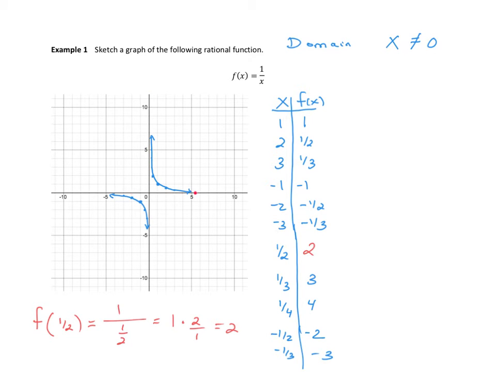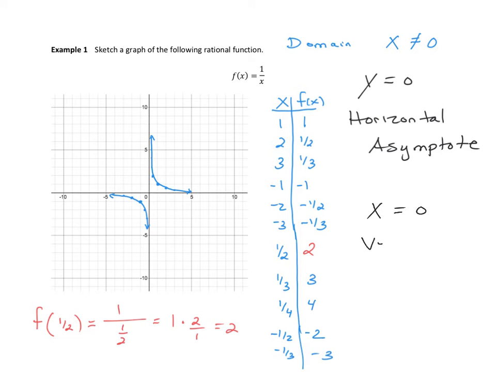So this line here, which is y is equal to 0, that is a horizontal asymptote. Again, an asymptote is any line that your graph gets closer and closer to. But also, x is equal to 0 is a vertical asymptote. So when it comes to graphing rational functions, if you know where the asymptotes are located, it'll really help you sketch what the graph looks like. So that's going to be our goal.